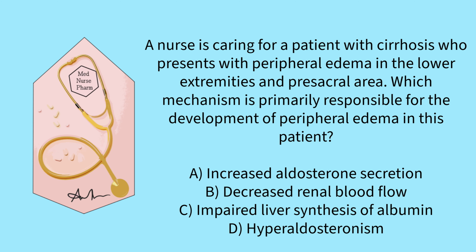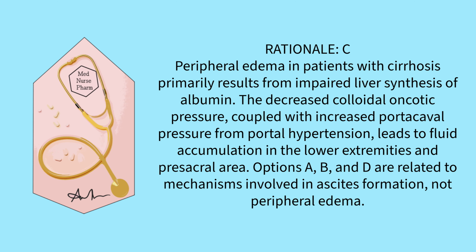A nurse is caring for a patient with cirrhosis who presents with peripheral edema in the lower extremities and presacral area. Which mechanism is primarily responsible for the development of peripheral edema in this patient? Increased aldosterone secretion, decreased renal blood flow, impaired liver synthesis of albumin, or hyperaldosteronism? The correct answer is C.